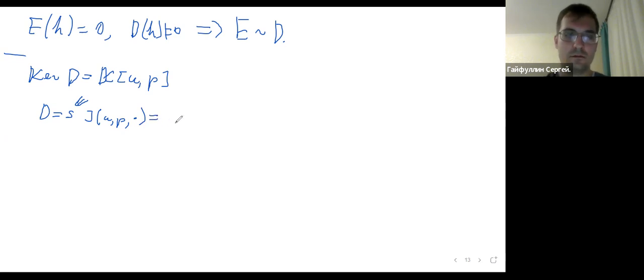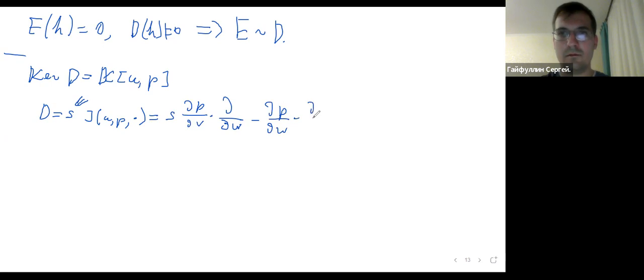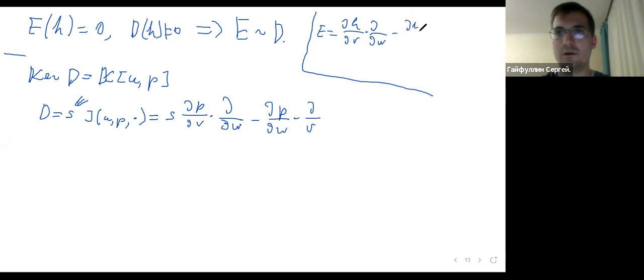And I can rewrite it as follows: S multiplied by dP divided by dV multiplied by partial derivation in W, minus dP divided by dW multiplied by partial derivation in V. Let me give here the formula of E. E is equal to dH/dV times partial derivation in W, minus dH/dW times partial derivation in V.